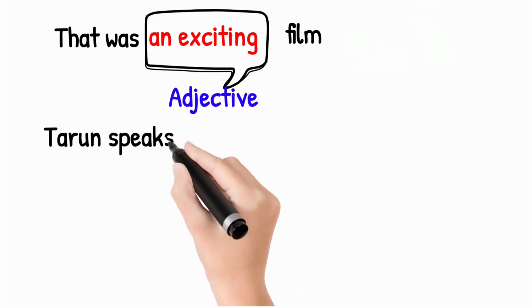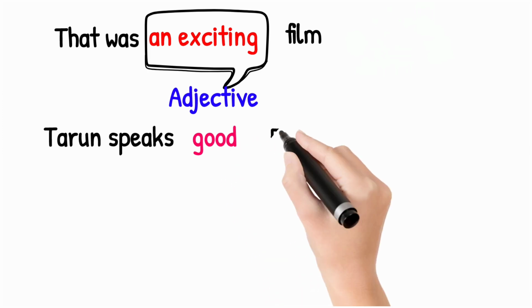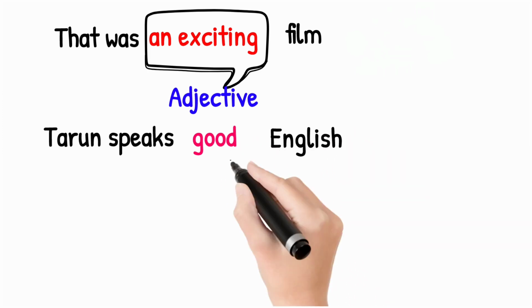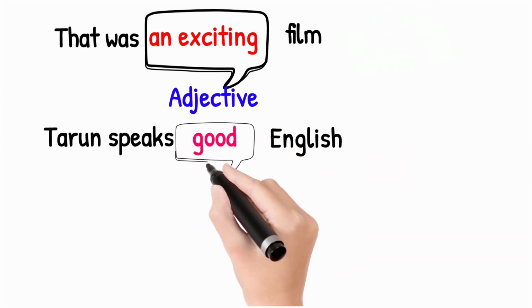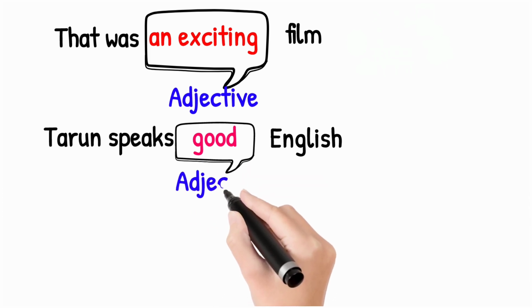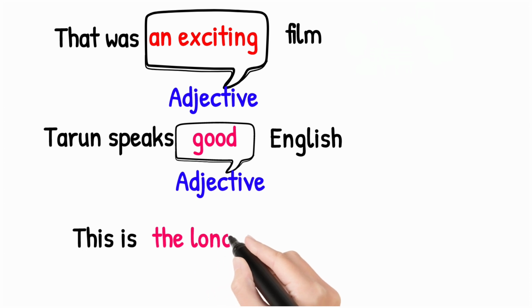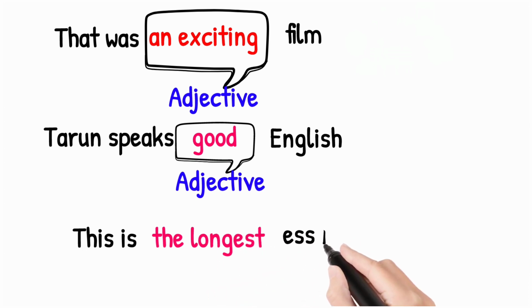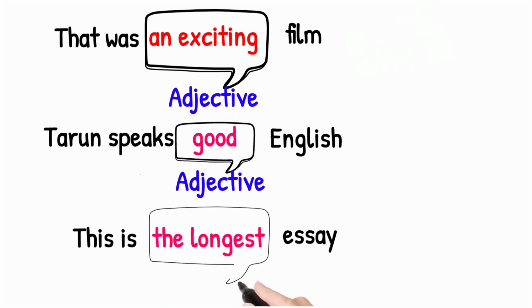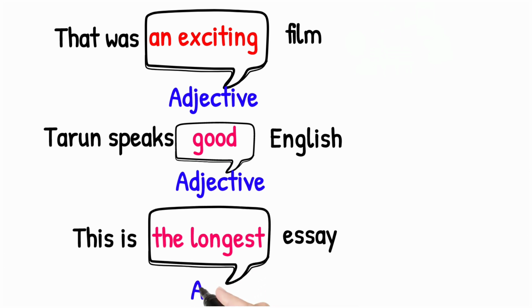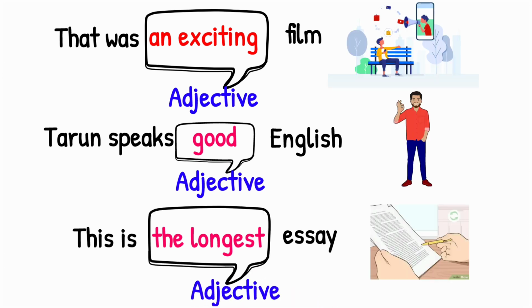What kind of film is this? Exciting film. Tarun speaks good English. So good is an adjective. It qualifies a noun, English. What kind of English does he speak? Good English. This is the longest essay. Longest is an adjective. It again qualifies the noun, essay.